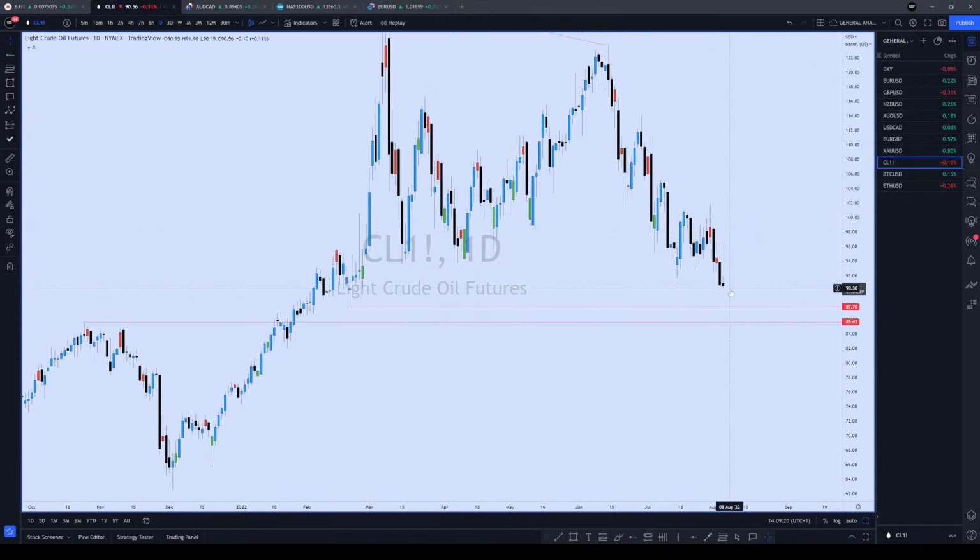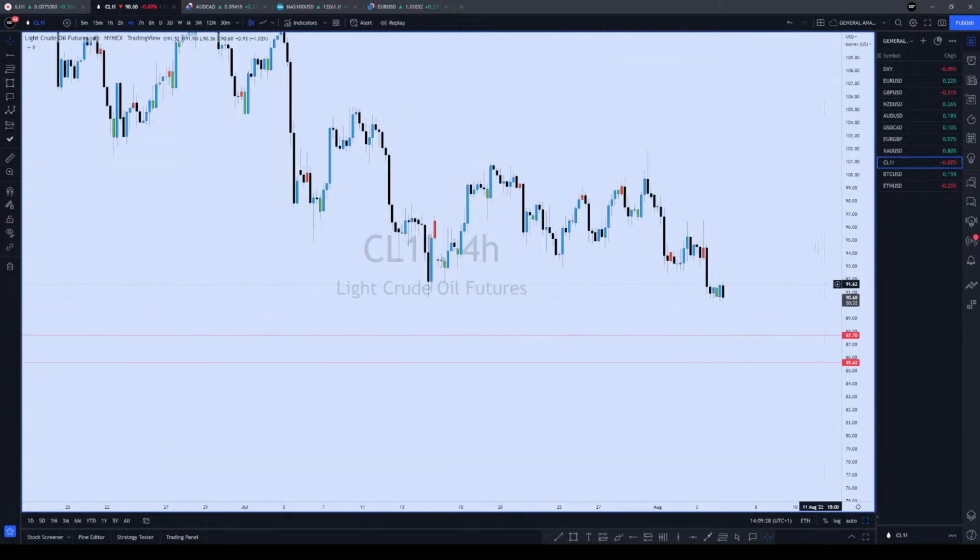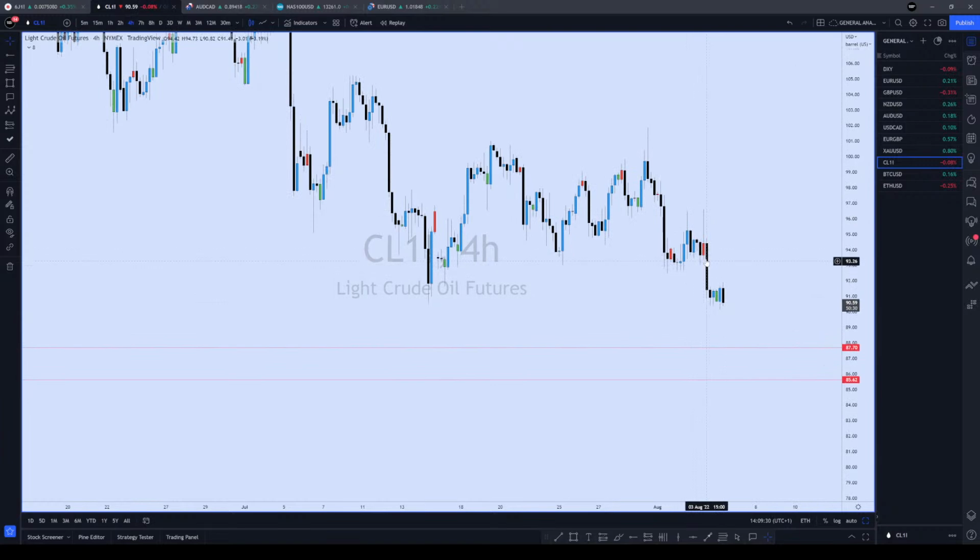And then any pullback you want to sell, okay? The H4 level that I mentioned earlier, if it does get there, that's a sell, okay? And then you'll be targeting basically 88 full figure.